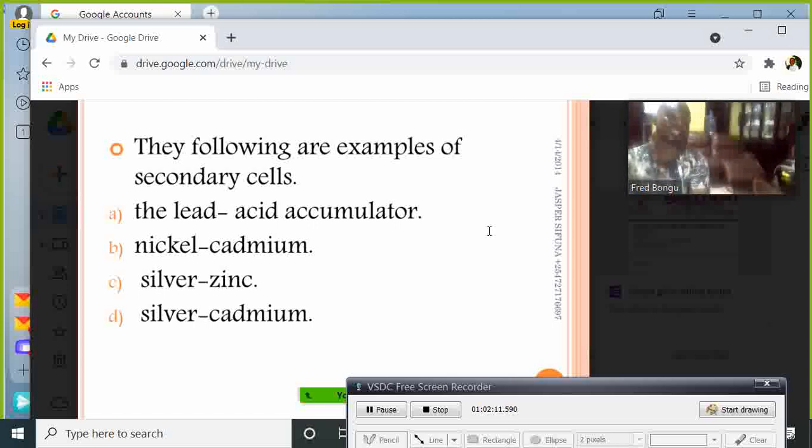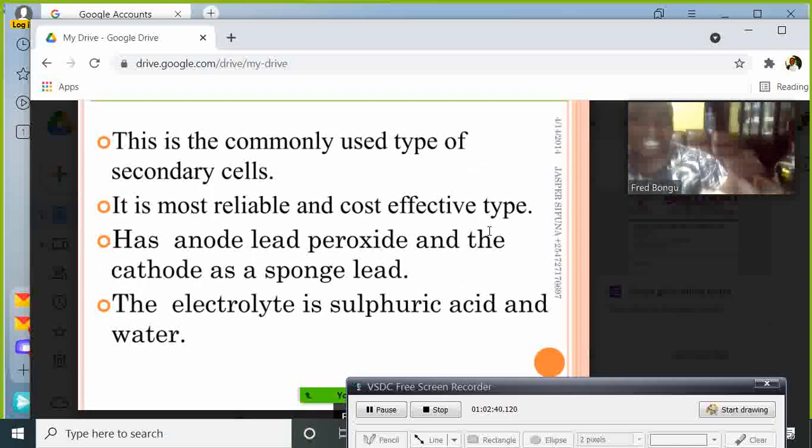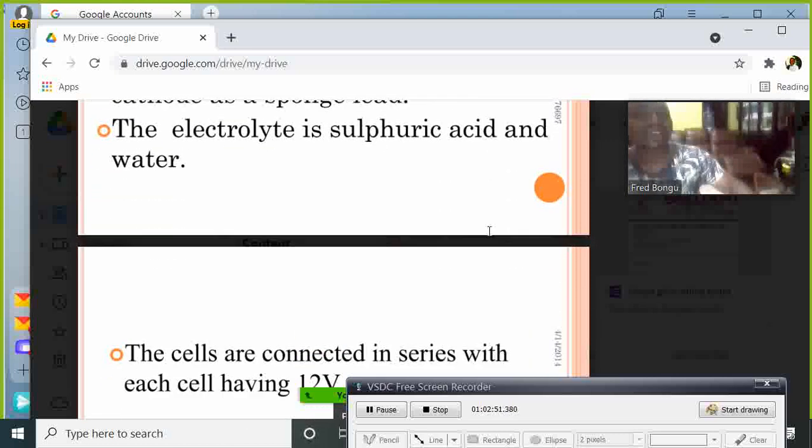Most of them use acid. The lead oxide one uses sulfuric acid. Then we have nickel cadmium, silver zinc, and silver cadmium. Actually, these are phone cells. The ones I've shown you, the ones that you use in phones, those are nickel cadmium and silver cadmium. They are secondary because they can be recharged. They are most reliable and easily portable. When you consider a nickel cadmium cell, the cell of a phone, it is easily rechargeable.